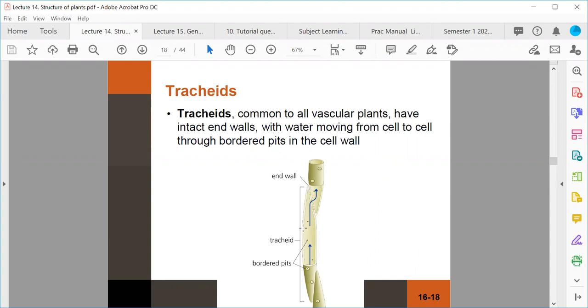So you can see one tracheid here, which has been partially opened up, and part of another tracheid there. And these pores that you can see in the actual cell wall, they're called bordered pits. And here the arrows indicate the direction of water movement from one tracheid to the next.